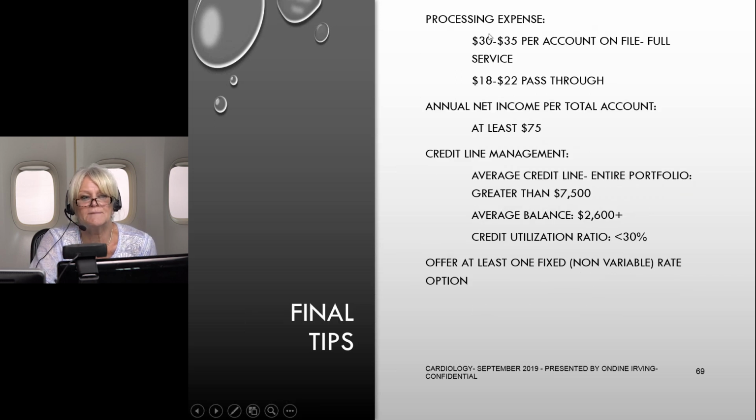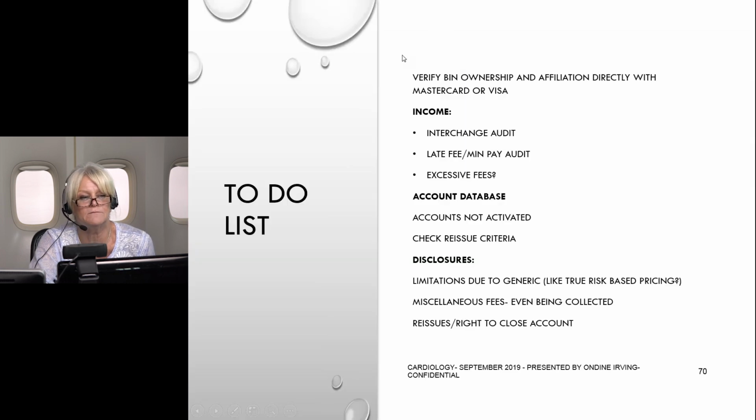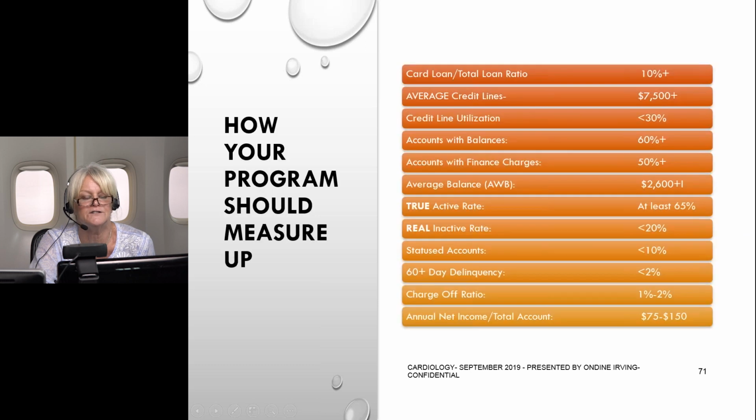Your processing expense, these are reminders: 30 to 35 per account on file, full service, 18 to 22. That's incorrect, that 18 to 22. Where did I go? How do I back up? Last viewed.